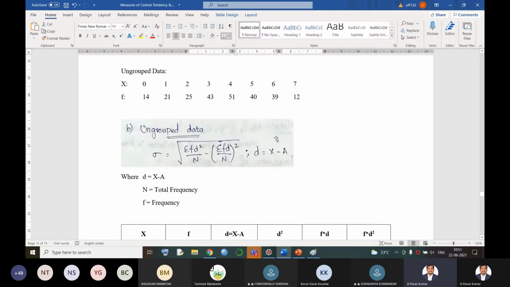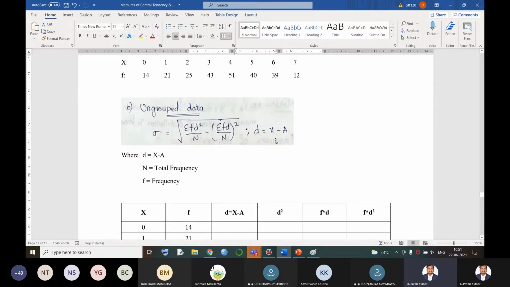Okay. Second problem, let us move on to the ungrouped data. Ungrouped data. This is the simplified best formula. By seeing the formula, we might get confused, but this is the simplest formula we have to solve for standard deviation.